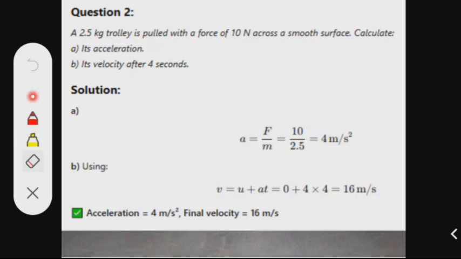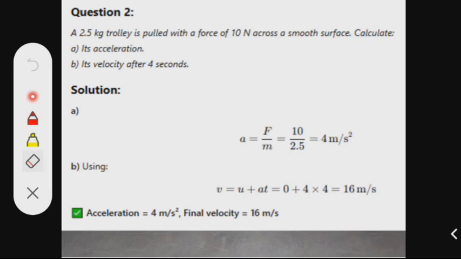For Question 2, they said a 2 kg trolley. 2 kg is already telling us mass. Kg represents mass, so kilogram is always for mass. A 2 kg trolley is pulled with a force of 10 Newton. We are seeing mass and force at the same time. Second law should ring a bell. Across a smooth surface. Calculate, second law is now playing out completely, the acceleration.